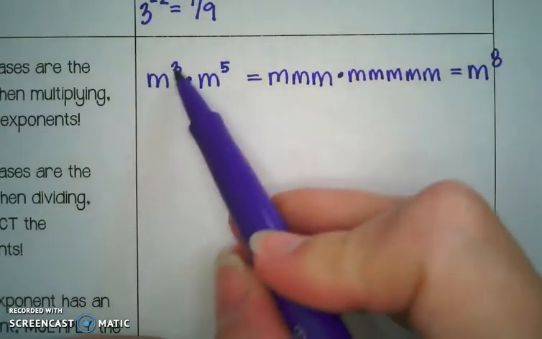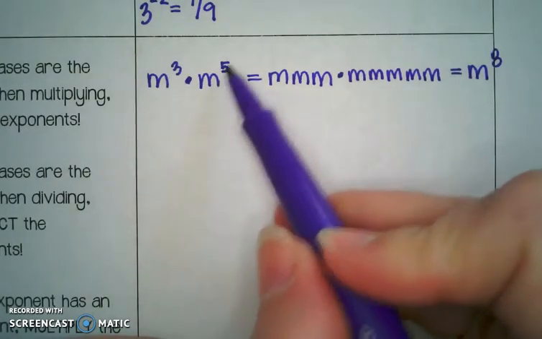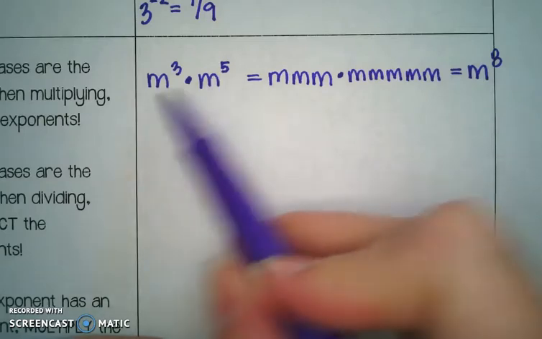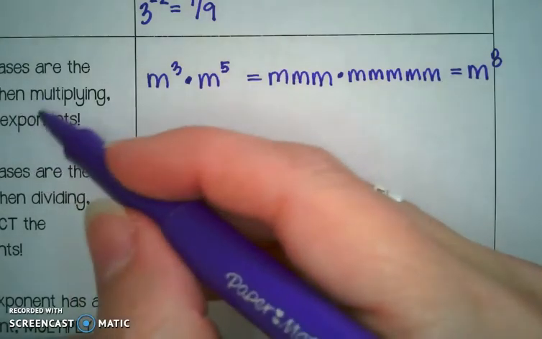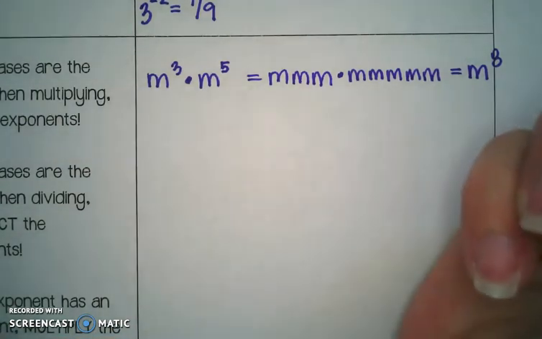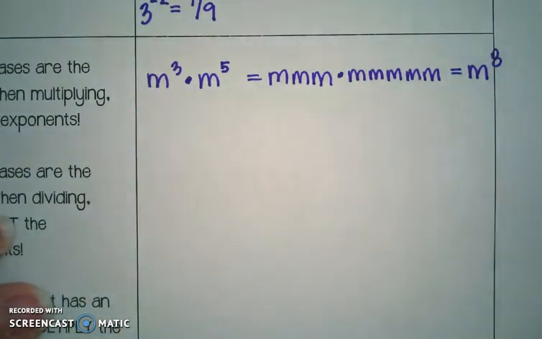So we've already multiplied 3 together right here. We've multiplied 5 m's together here. So when we're done, we're going to have multiplied 8 m's together. So when you multiply and the bases are the same, you add the exponents together. Notice that the m didn't change.